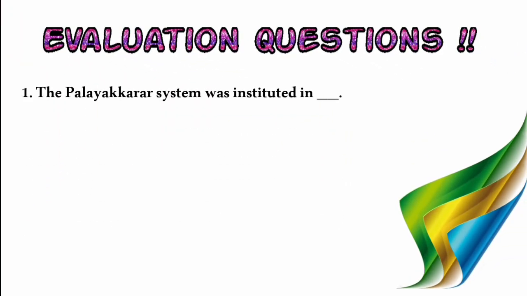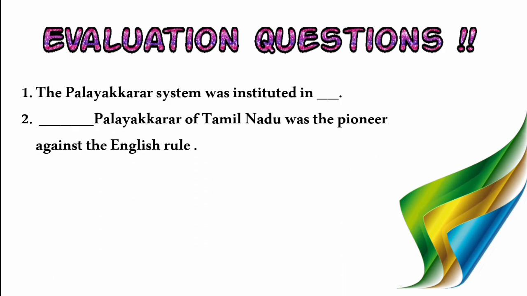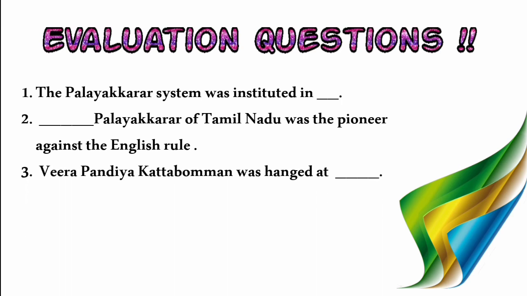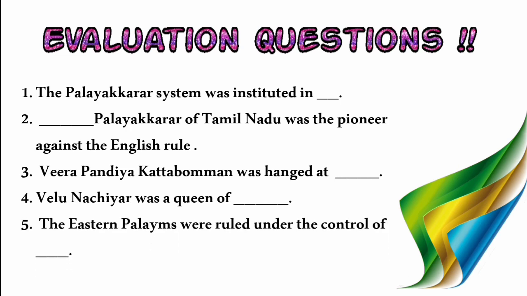The first one is, the Palayakarar system was instituted in which year? Second question, which Palayakarar of Tamil Nadu was the pioneer against the English rule? Third question, Veerapandiya Kattabomman was hanged at which place? Fourth question, Velu Nachiyar was the queen of which place? And fifth question, the eastern Palayams were ruled under the control of which place?